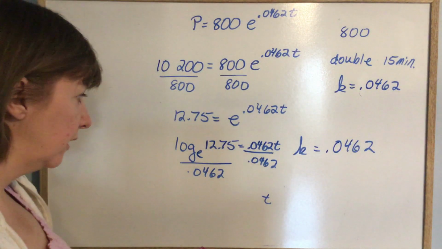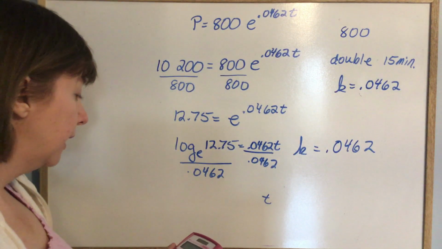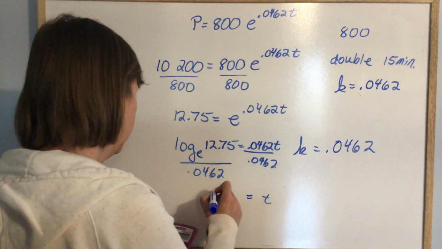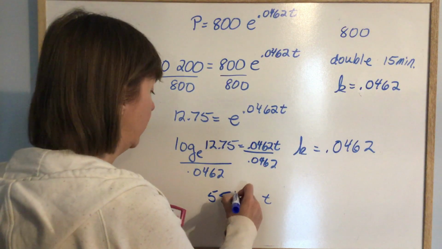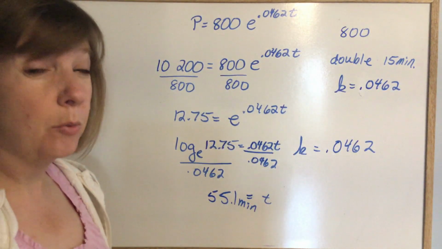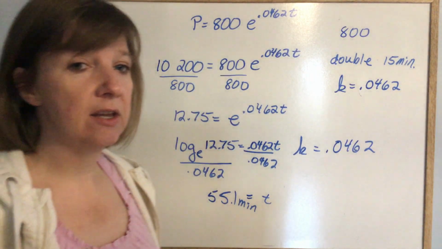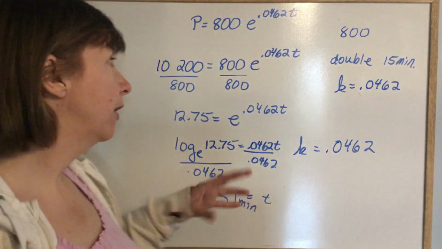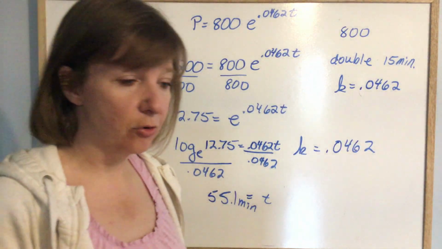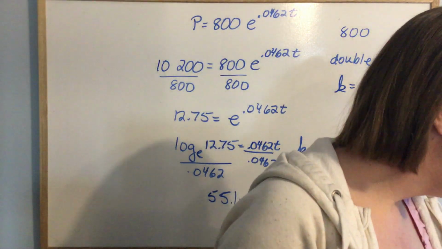And then I just hit divided by 0.0462, and I get that t is 55.1. And remember, we said we worked our time in minutes. So in under an hour, those 800 E. coli bacteria have grown to be 10,200. Very fast growing bacteria, whatever this is.